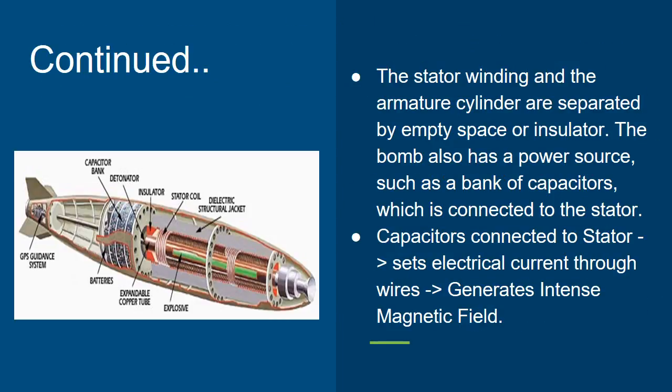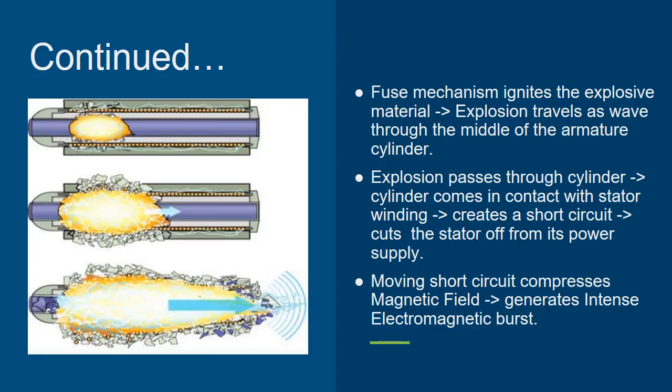The stator winding and armature cylinder are separated by empty space or an insulator. Capacitors connected to the stator send electrical current through wires, which generates an intense magnetic field. A fuse mechanism ignites the explosive material. The explosion travels as a wave through the middle of the armature cylinder and passes through it. The cylinder comes in contact with the stator winding, which creates a short circuit and cuts the stator off from its power supply. Moving the short circuit compresses the magnetic field, which generates an intense EM burst.